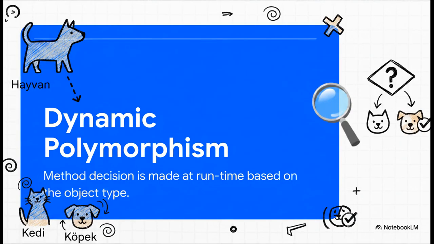Side 2 is dynamic polymorphism or runtime polymorphism, and overriding is the absolute prime example of this. With overriding, the parent and the child have methods with the exact same name and the exact same parameters. Because of this, the system actually has to wait until the program is actively running to see which specific object, like a cat or a dog, is making the call. Only then does it dynamically decide which version of the method to execute. The decision happens on the fly, at runtime.